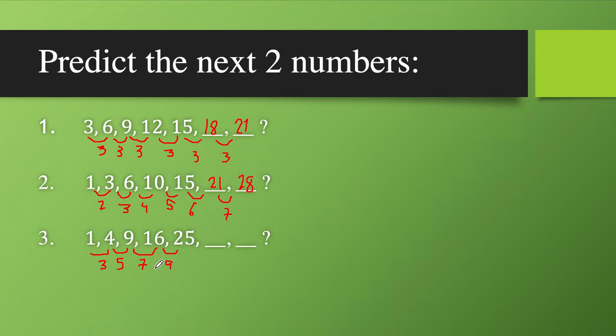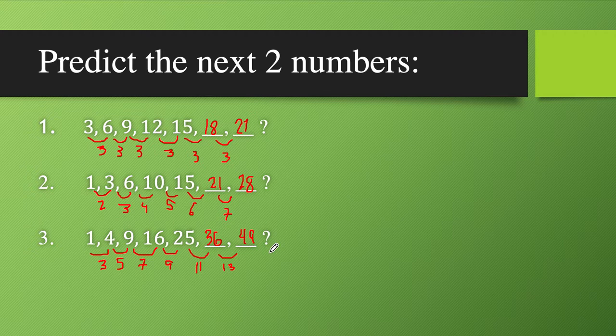These are odd numbers, starting with 3 and then you add 2 for each next step. So this becomes 11, and this should become 13, right? So we need to add 11 to that 25. That gives us 36. And next we need to add 13 to that 36. That gives us 49. So that's how you can see this number 3.